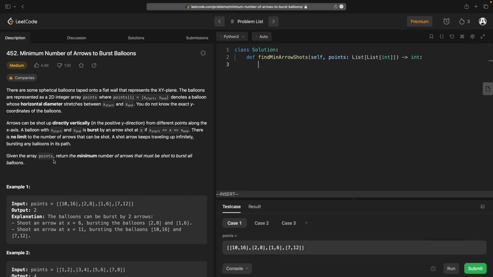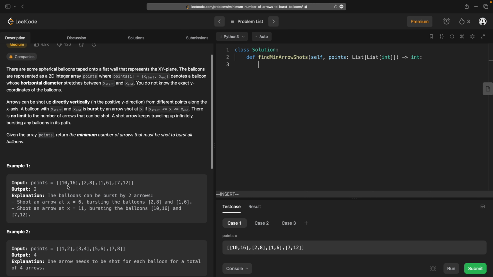Given the array points, return the minimum number of arrows that must be shot to burst all balloons. So, the given example is [10,16], [2,8], [1,6], [7,12]. We can burst these with 2 arrows. That's if we hit the [2,8] and the [1,6] together by shooting at, for example, 6. We could also shoot at 4, I suppose, as long as we overlap both of those balloons. And then we can do the same with [10,16] and [7,12] by shooting anywhere between 10 and 12. So 11, for example.